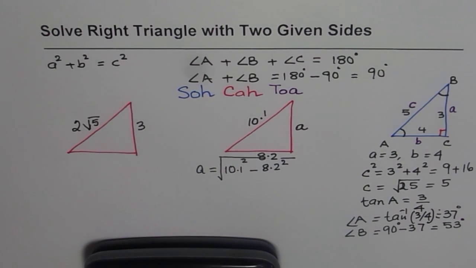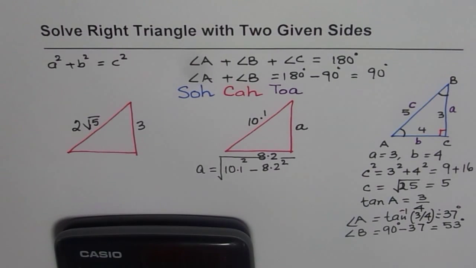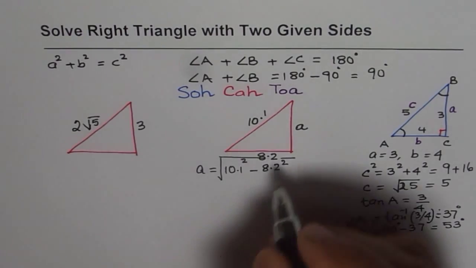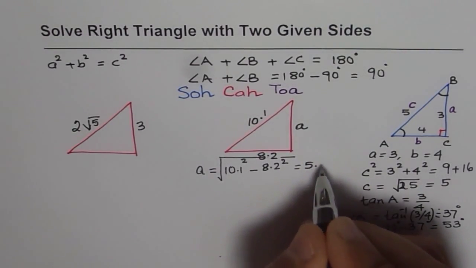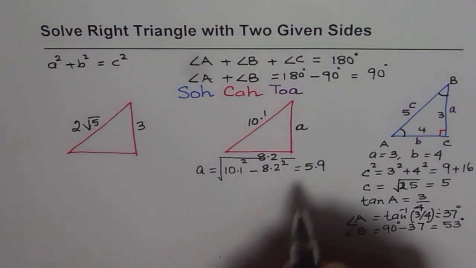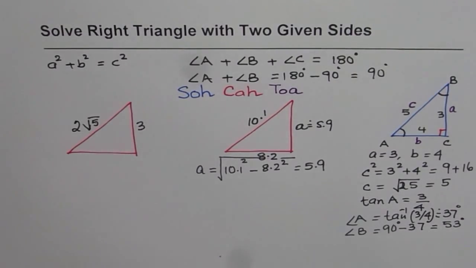So we are saying square root of, within the square root, we have 10.1 square, take away 8.2 square, and then we say equal to 5.89. So I can write this as 5.9, for example, correct? So we get our side A, which is 5.9 for us, correct?